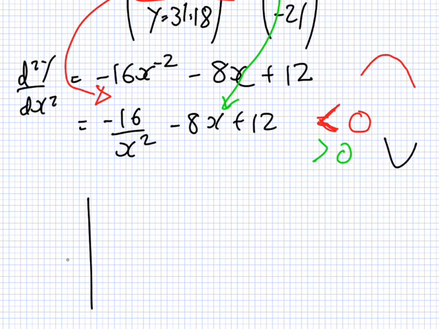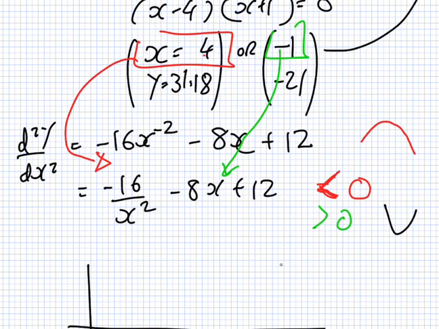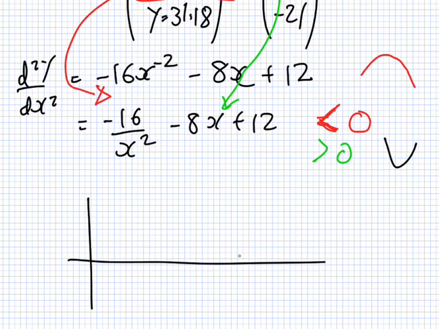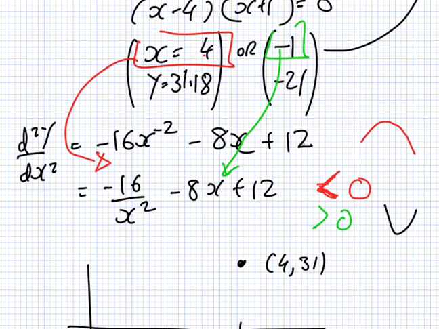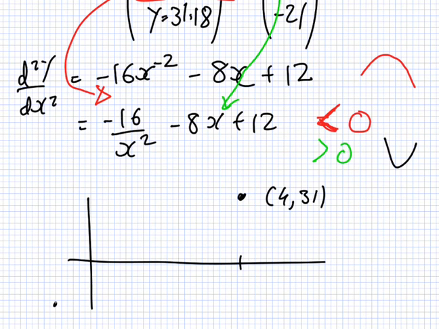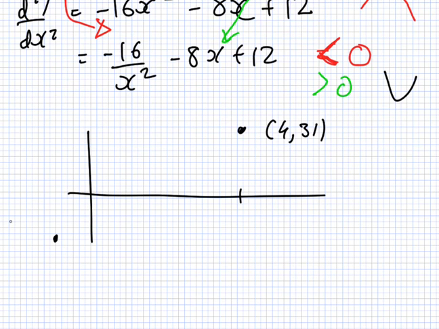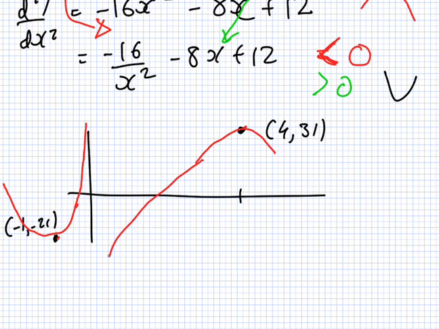So, what was my first answer? 4 and 31. So that's like here, roughly. And then what was my second answer? Minus 1 and minus 21. So what shape is it here at the minus 1? What did we say it was? Convex was at the minus 1. So that's this kind of shape, isn't it? And what about here? Concave shape. So I feel like the graph is probably doing something like this.